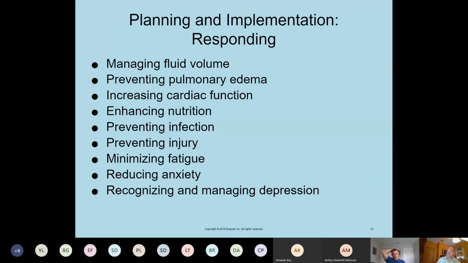Also, as far as the expected outcomes, we're looking at normal electrolytes, normal body weight that is stable and doesn't increase between dialysis. With dialysis, you certainly want to make sure you're weighing these patients before and after, because if you weigh them before and they weigh 100 pounds and you weigh them after dialysis and they weigh 20 pounds more, they're probably going to be in overload. All right.